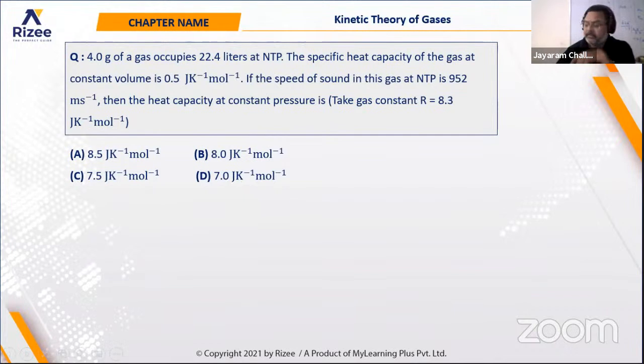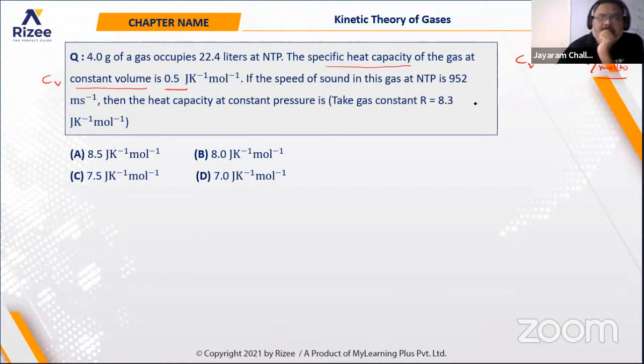Now, coming to an example that is given: 4 grams of gas occupies 22.4 liters at NTP. The specific heat capacity of the gas at constant volume, in the sense it should be your Cv value, he has given as 0.5. Let us note it down. Cv is equal to 0.5 joule per mole Kelvin.